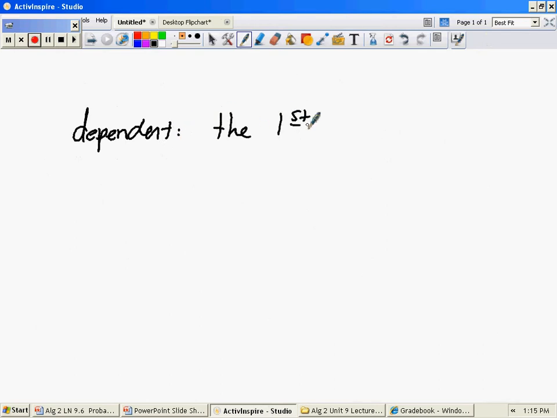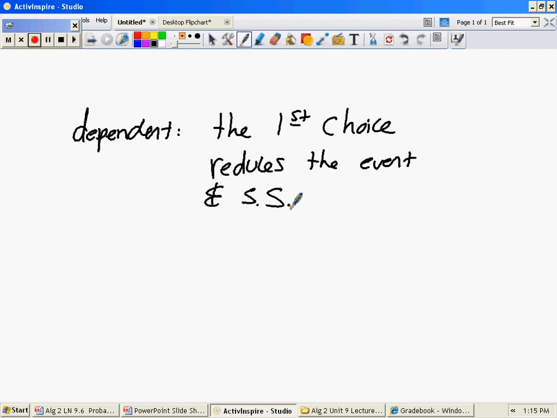The first choice reduced the event and sample space, I'll put SS for sample space, of the second choice. So that's why it's dependent. The first choice reduced both the event and sample space.